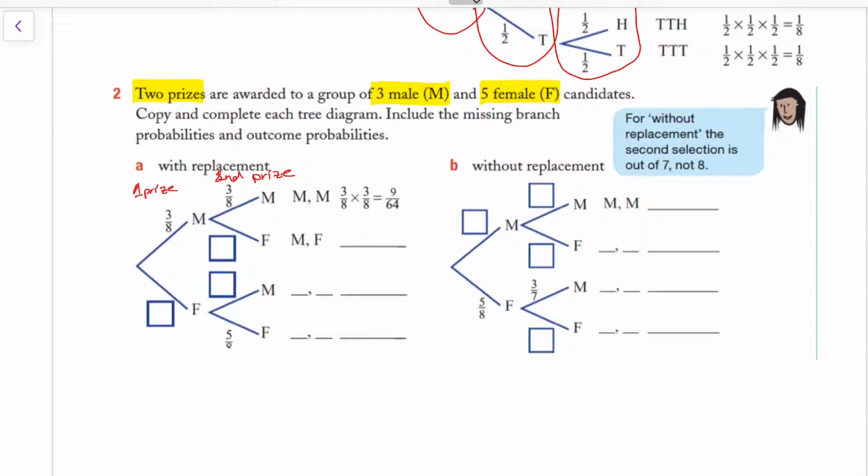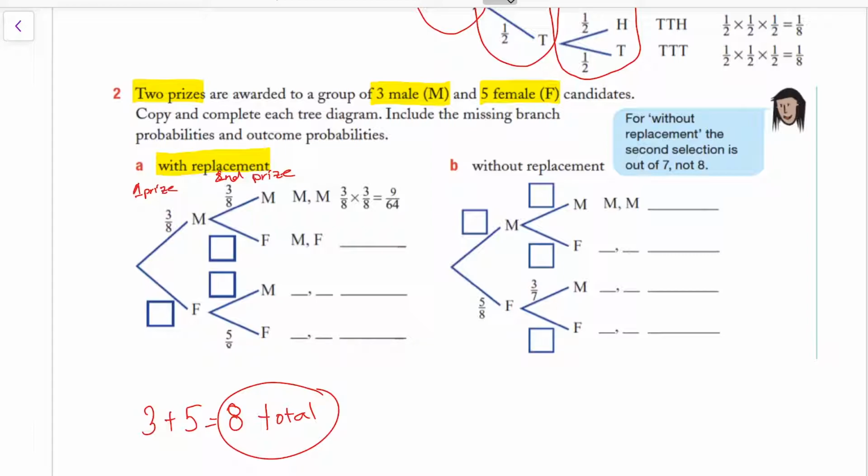When we look at this scenario, what we can see is it's a 3 out of 8 chance of being a male, because there are 3 males, and then 3 plus 5 gets us the total of 8. Between all the candidates, there are 8 candidates in total. So for second prize, it's also 3 out of 8, because this one is with replacement. If the person wins the first prize, they go back in for the second prize, so they have another chance of winning the second prize as well.